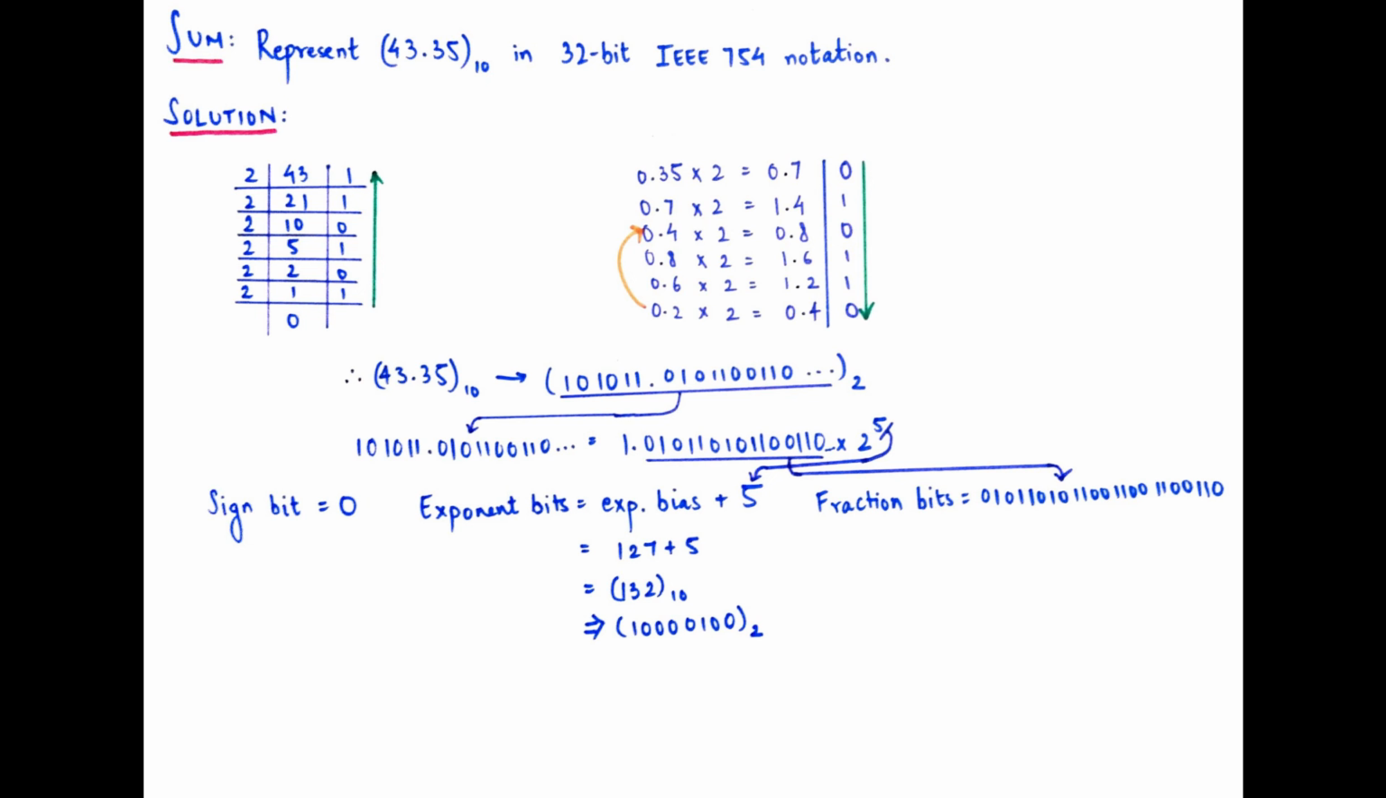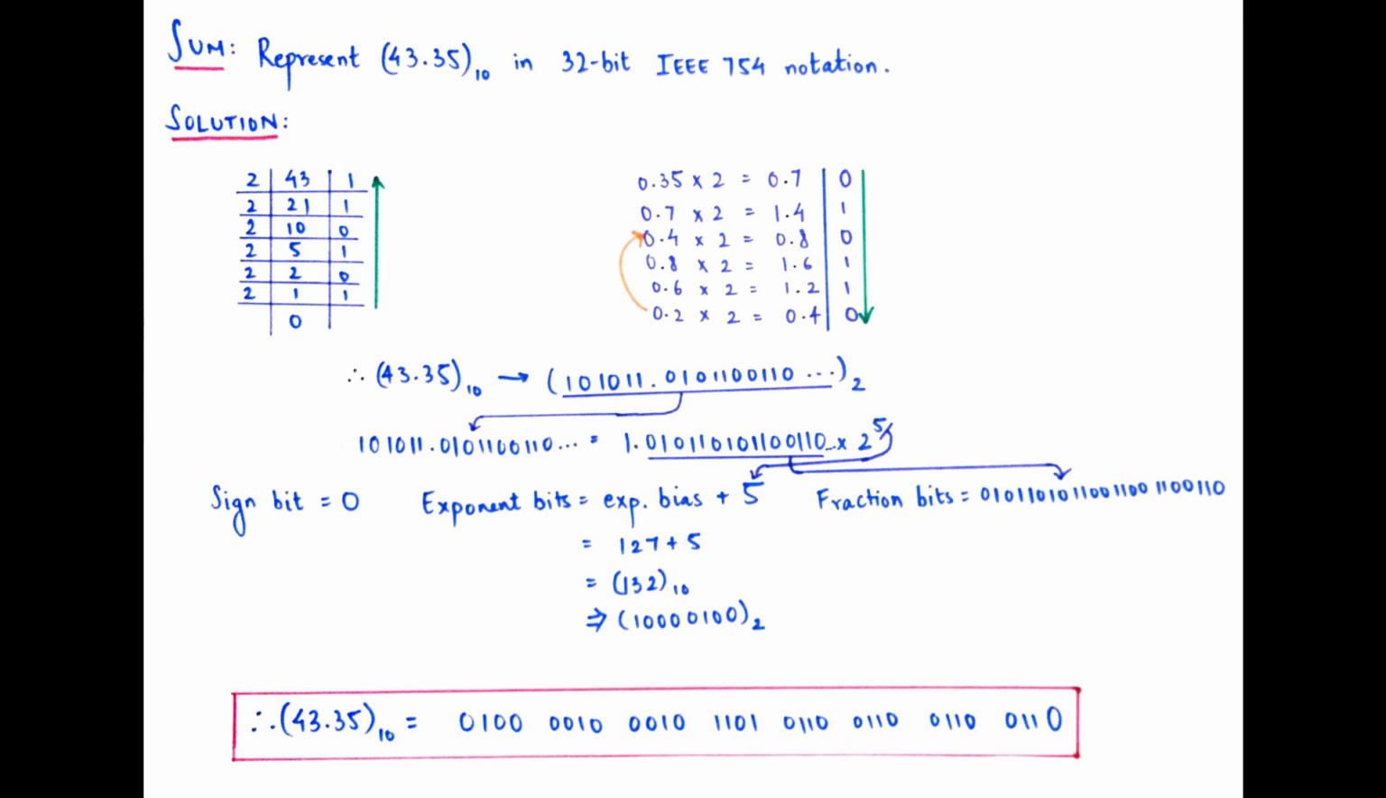The numbers after the decimal point in the scientific notation form the 23 fraction bits. Writing these bits together, we have found the IEEE 754 notation of the decimal number 43.35.